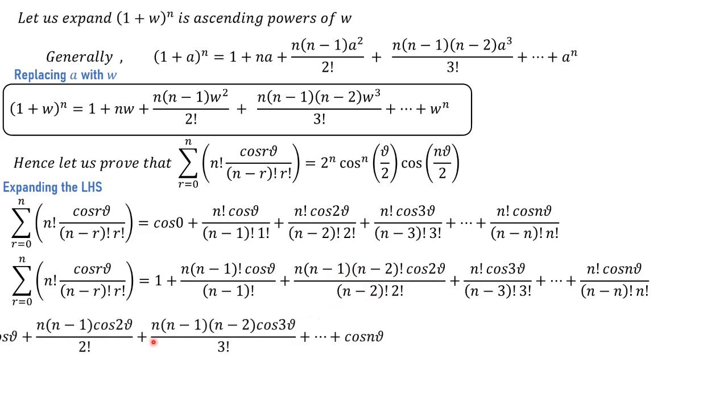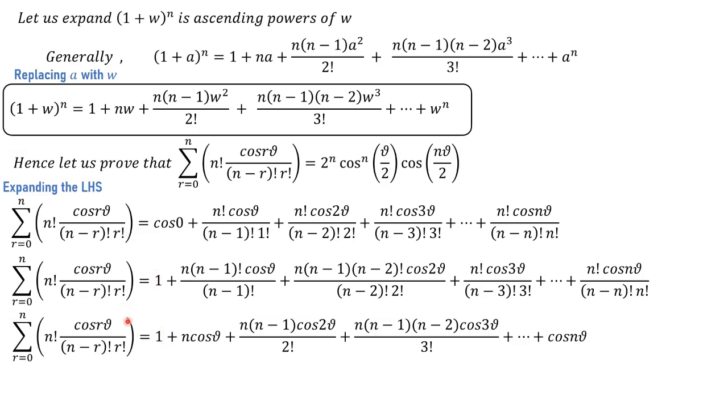So knowing that, we can come forward and say that this sum here is going to correspond to 1 plus, as I said, this n minus 1 factorial is going to cancel with this n factorial. Is going to cancel with this n minus 1 factorial here. Then plus this other term here, that is n times n minus 1 cos 2 theta divided by 2 factorial, because this n minus 2 factorial cancels with the n minus 2 factorial in the denominator.